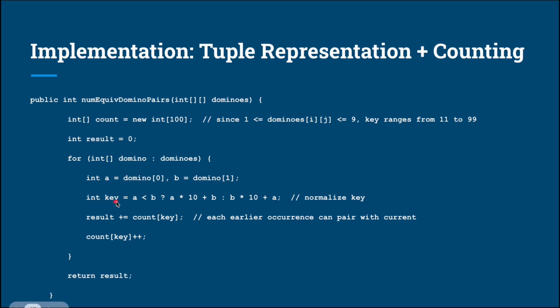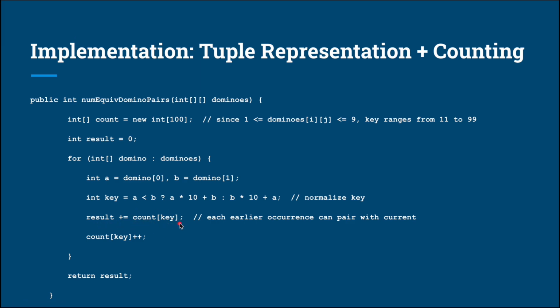We'll find the normalized key: key is a into 10 plus b if a is less than b, or b into 10 plus a otherwise. You will get the normalized key. Or you can directly apply that formula and you will get the result. And then result plus equals count at key, and we'll keep updating.